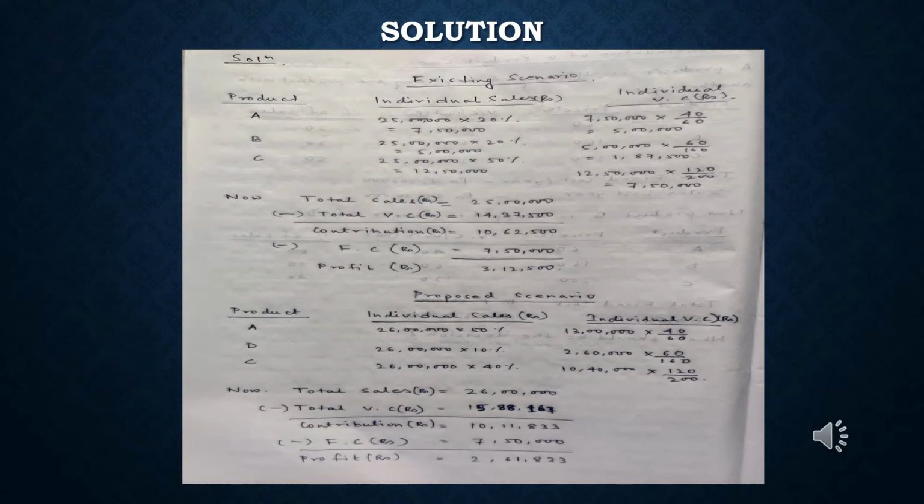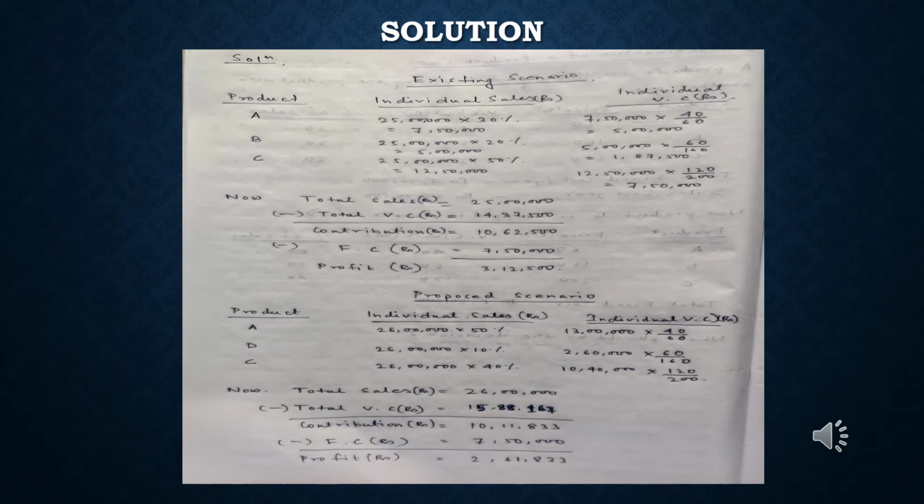7,50,000. Now coming back to the profit calculation, we see 25 lakh, and if we add up all those, 5 lakh, 1,87,500 and 7,50,000, we get the total variable cost figure at 14,37,500, from which we get the contribution figure at 10,62,500. As seen in the last slide, the fixed cost is 7,50,000. So the existing scenario is giving the organization a profit of 3,12,500.